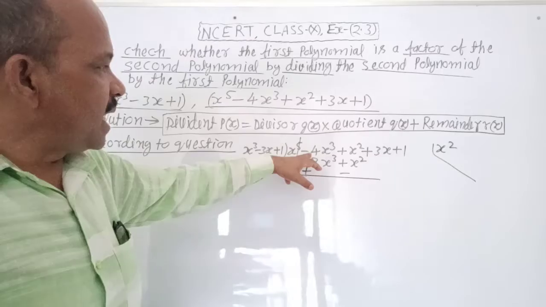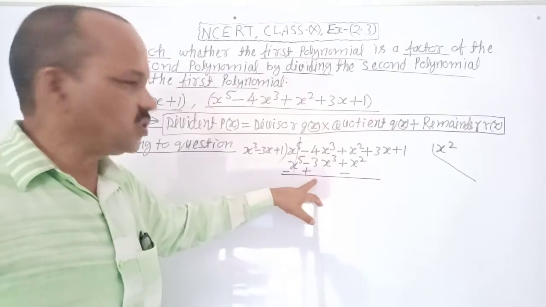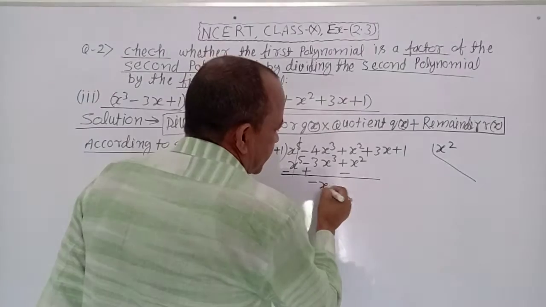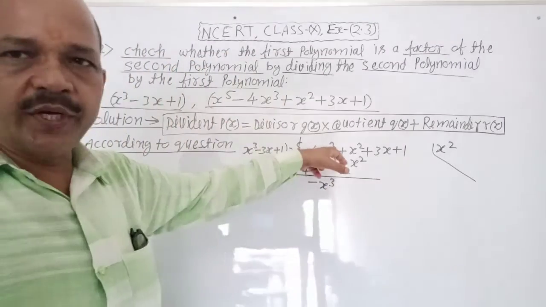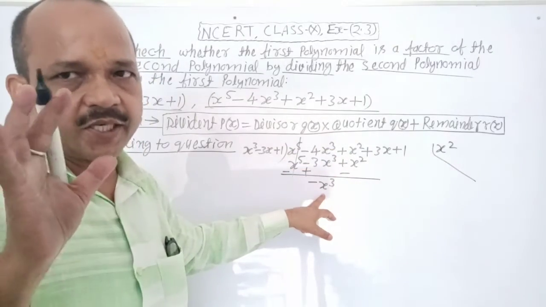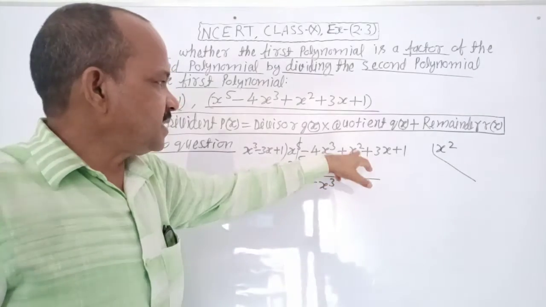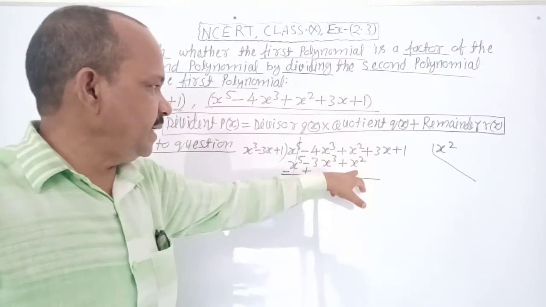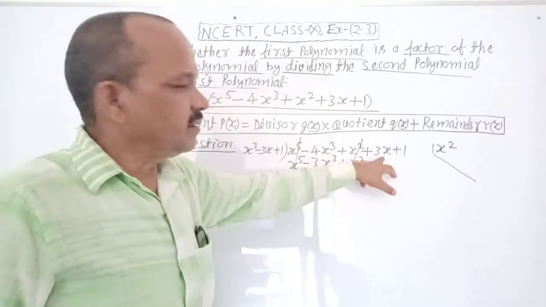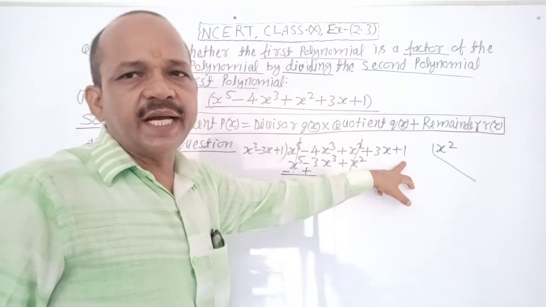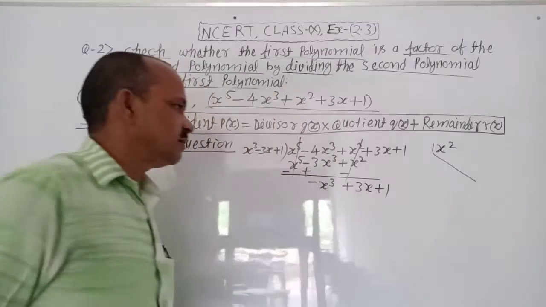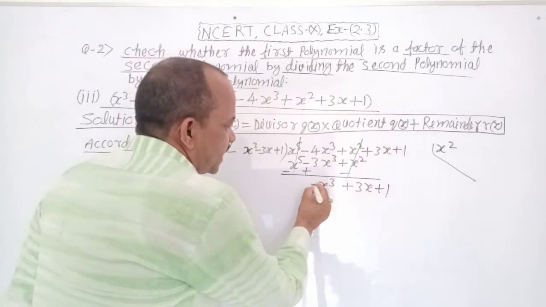Here minus 4x cube and here plus 3x cube. So you subtract it. It becomes minus x cube. Here x square plus x square and here minus x square, so you can cut it. Here 3x plus 1, you write it same: plus 3x plus 1.